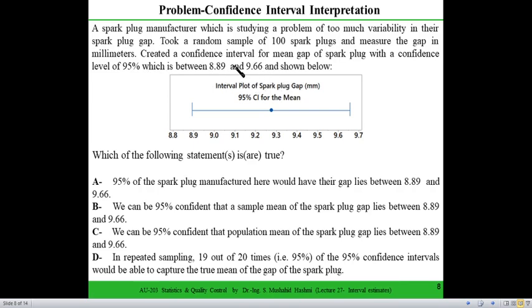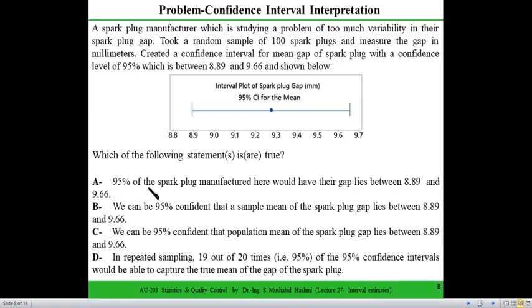8.89 and 9.96, and the true mean is, for that, the sample mean is lying here, whereas the true mean would be some other value, but the sample mean is showing here in these interval estimates, the lower and upper limits. Which option is correct? Just take a pause and try to answer that question.